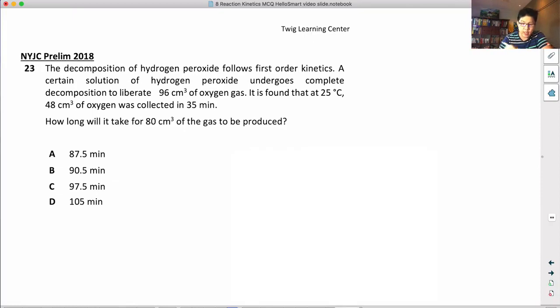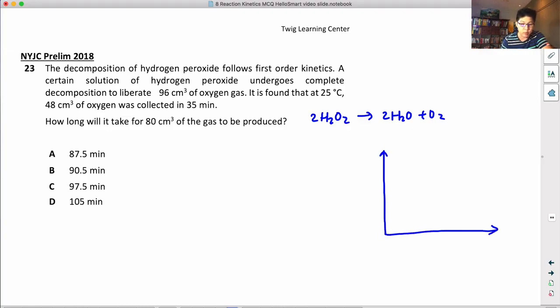So hydrogen peroxide undergoes complete decomposition. It's actually this equation, H2O2 becoming 2 water and then O2. And you notice over here they mentioned that for a complete decomposition, 96 cm³ of oxygen was produced, so it should look like that. This is 96, so it's volume of O2 against time.